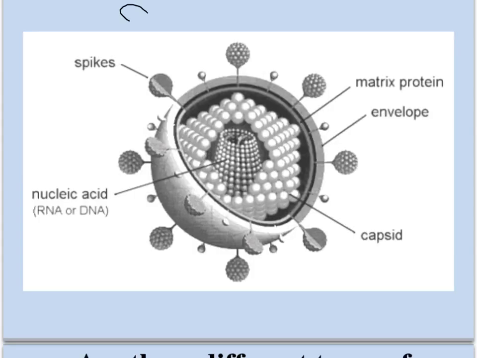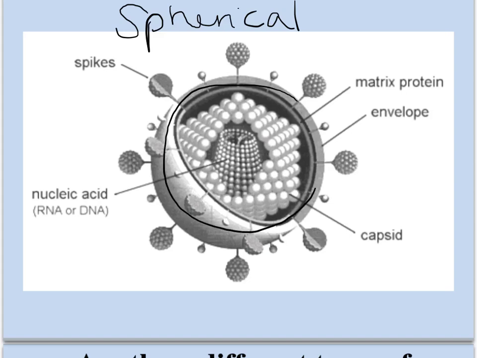Alright, so this is a spherical virus, I apologize, not a spherical protein. So you can see it has an envelope around here. And then this would be the capsid. Some spherical viruses have a capsid, some do not. And then the genetic material is in here. Here are the glycoproteins. So these are the different parts of a spherical virus.